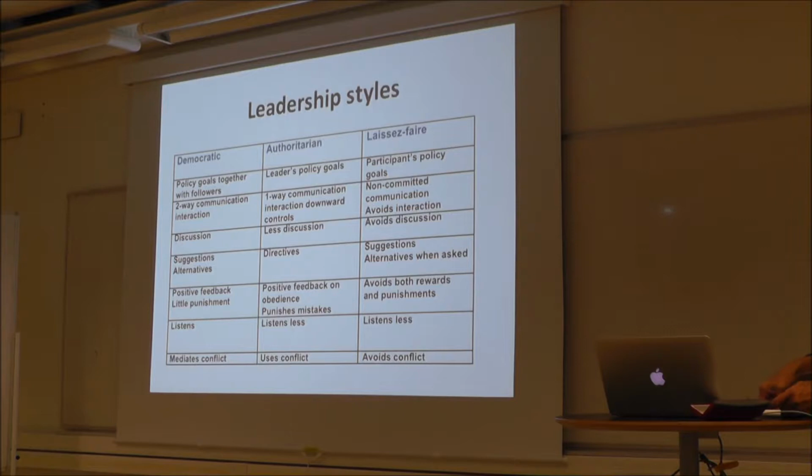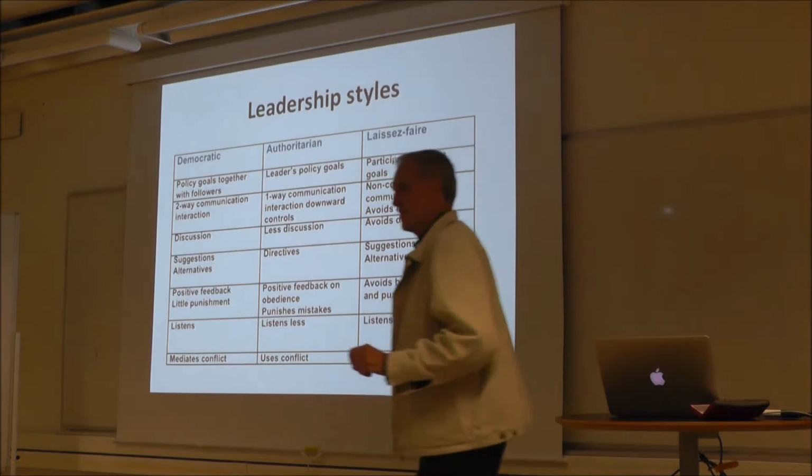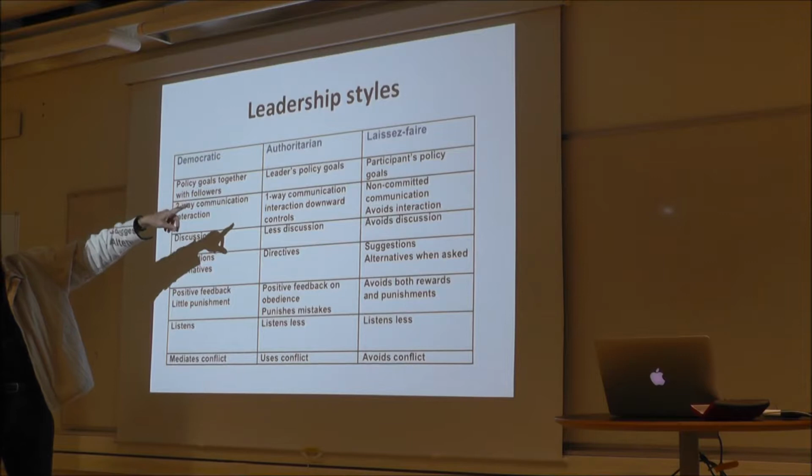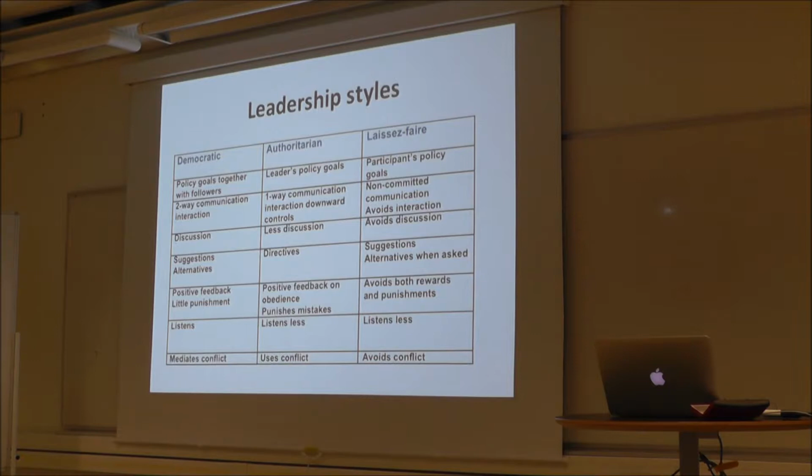And here I got this out of one of your textbooks. So here we have these three: democratic, authoritarian, laissez-faire. And here are the characteristics that the author of the book gives you. Democratic: policy goals set together with followers. If you're authoritarian, the leader's policy goals. Laissez-faire: you don't have any goals, you take the participants' policy goals.